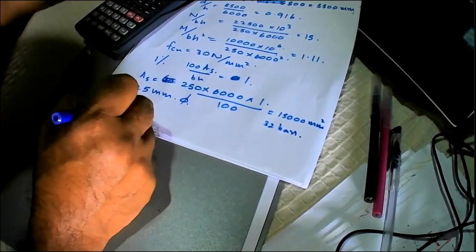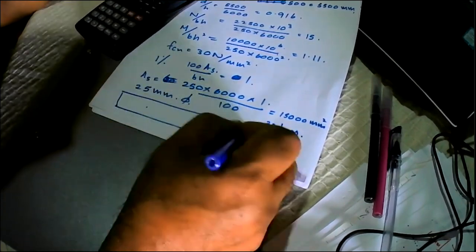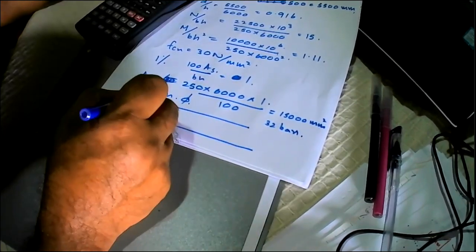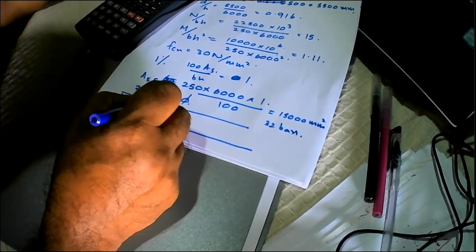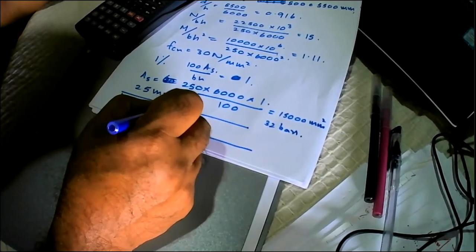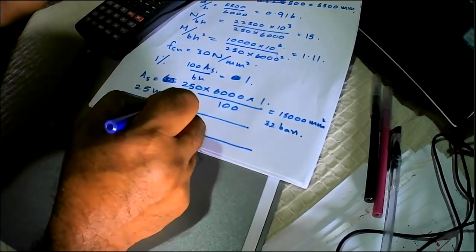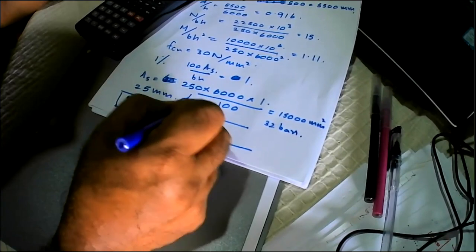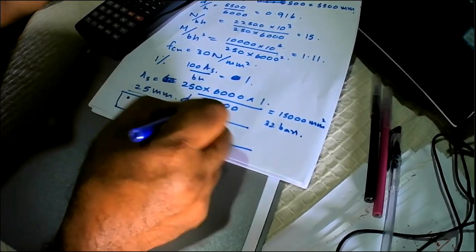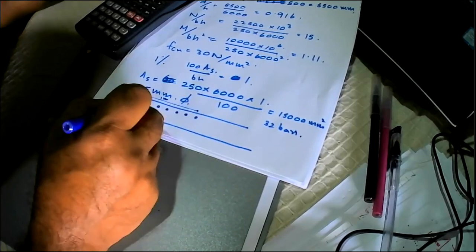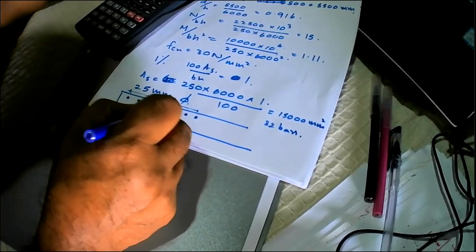So what we can do is we can provide 8 bars, 2, 4, 6, 8 bars over a length of 1 meter. This side also another 8 bars.